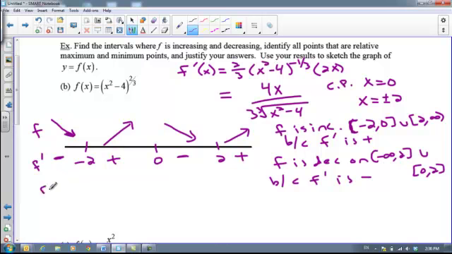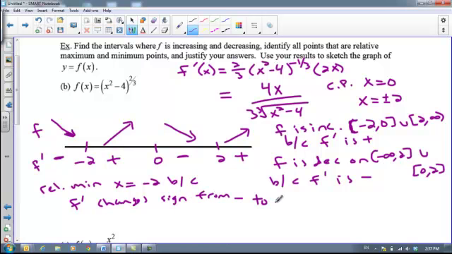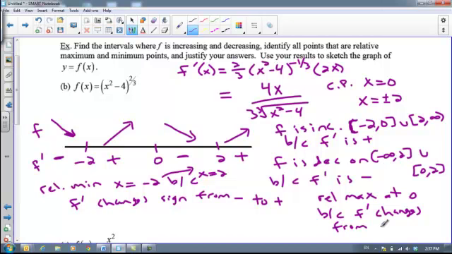Then I would say that we have a relative minimum at x equals negative 2 because f prime changes sign from negative to positive. That's what happened here. It also happens at x equals 2, because it also happened here. And then I'll say that we have a relative maximum at x equals 0 because f prime changes sign from positive to negative there.